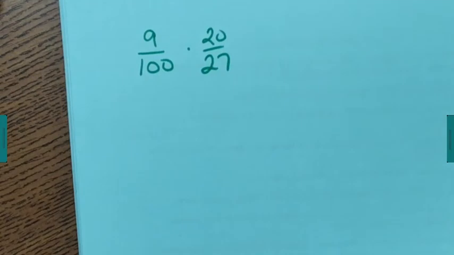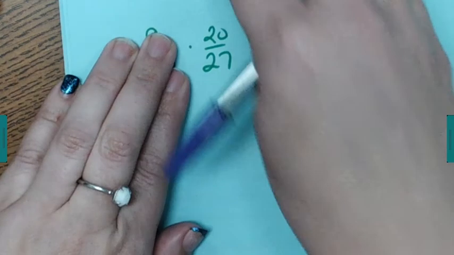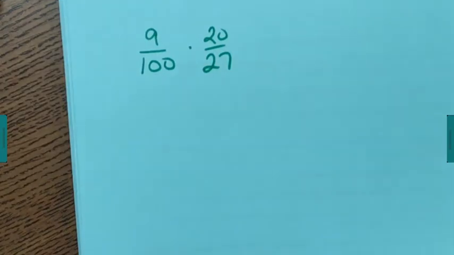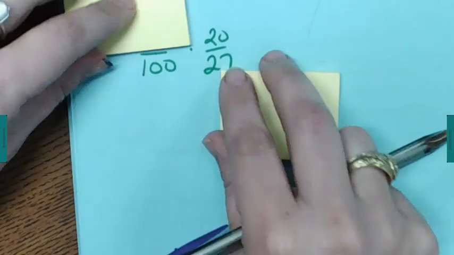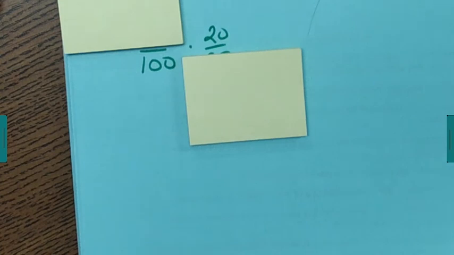No. Okay. So I can't simplify 900ths. I can't simplify 2027. So this is when I want to look across. Okay. So 20 and 100. Is there a number that goes into both of those numbers? What goes in there? 10.